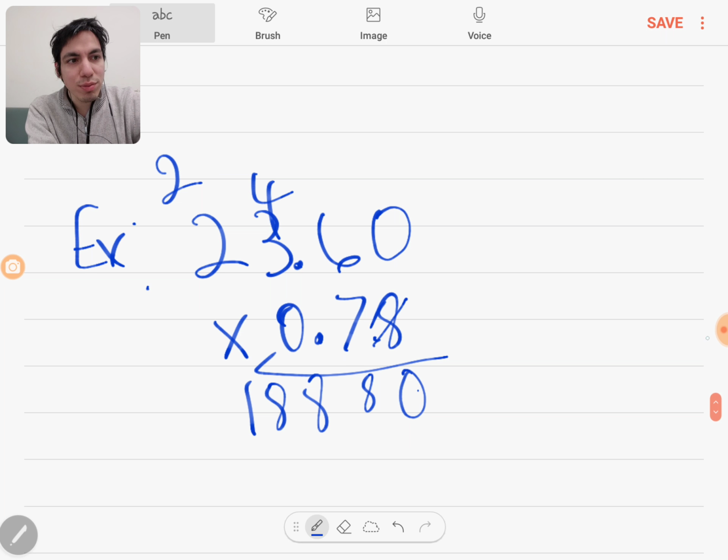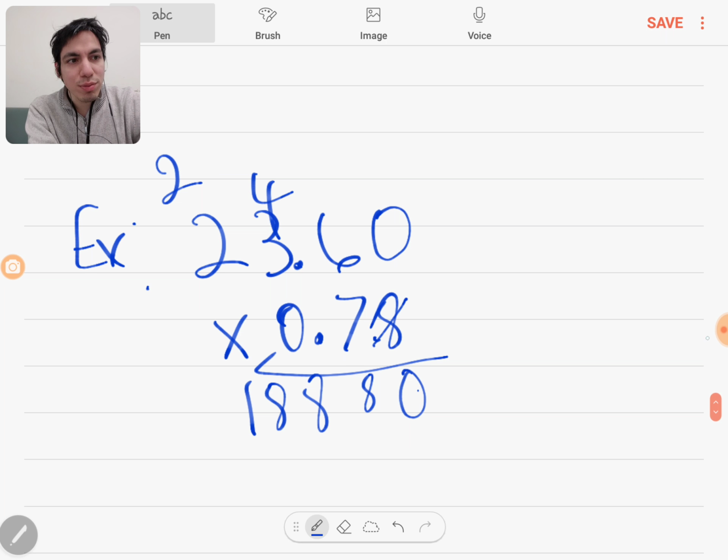I get 0, 8, because 0 and 0 is 0, 8 plus 0 is 8, 8 plus 2 is 10, 1 plus 8 is 9, plus 5 more is 14, 1 and 1 is 2, and then 2 plus 6 is 8, and I add the 1 there because there's nothing else to add here.